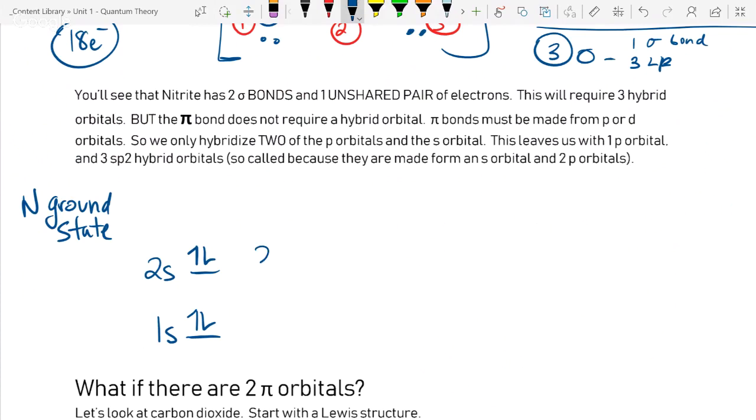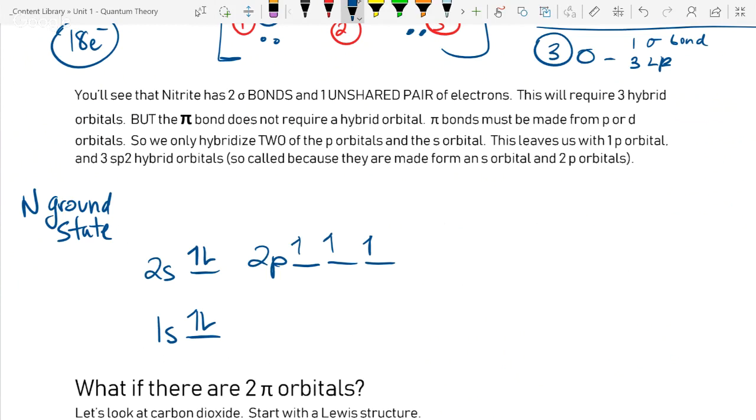And then you leave the 2p. Great. Just 1 electron? For nitrogen, how many? 1, 2, 3, 4 electrons so far total. So they would go like this. Perfect. I am wrong. They would go like this. Okay, cool.